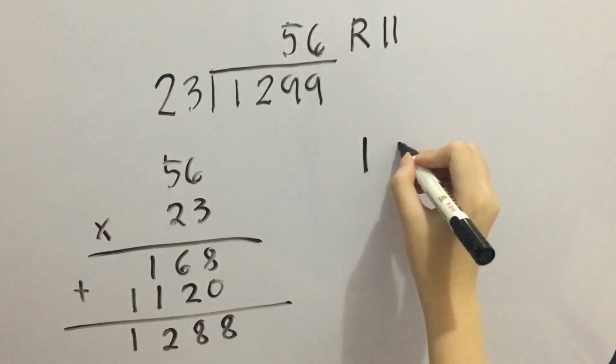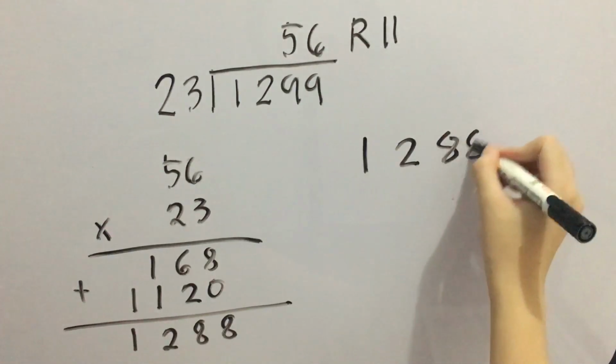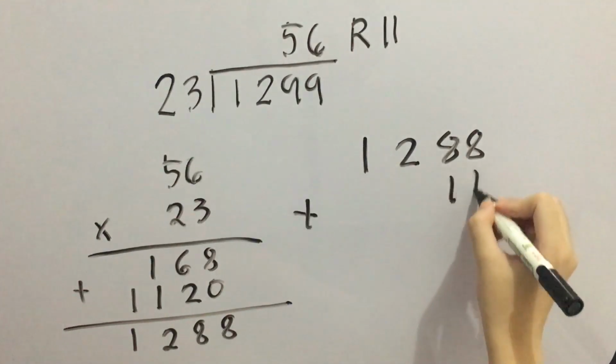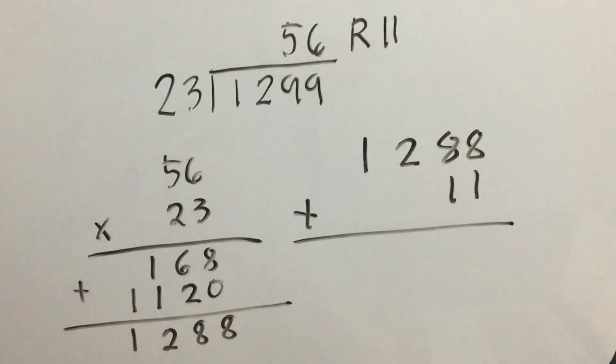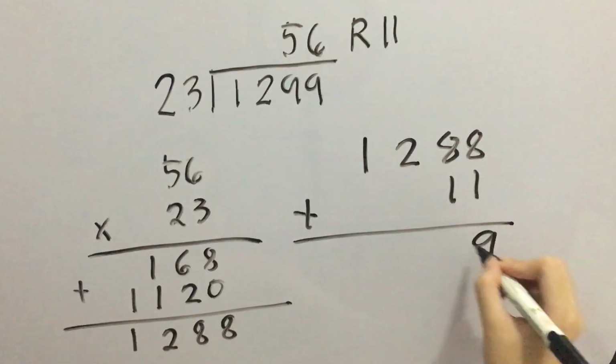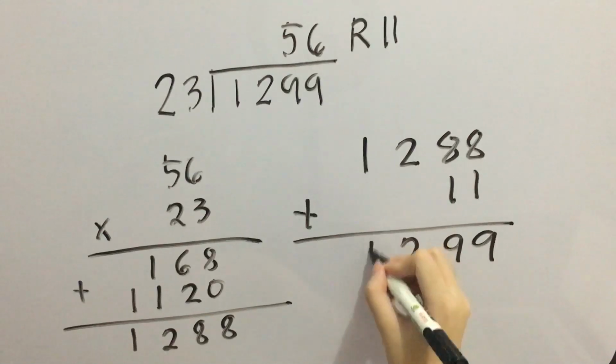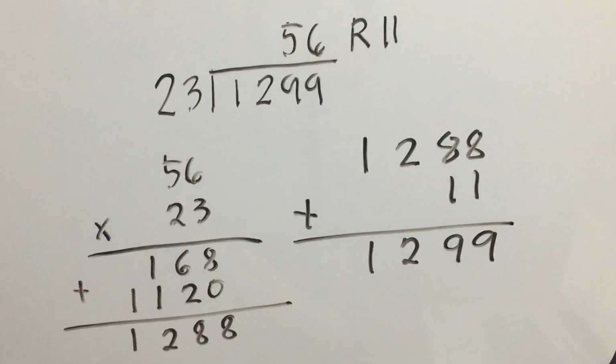So, 1288 plus 11 will give us 1299. When we check the answer using multiplication and addition, we are able to get the dividend, which is 1299. That means our answer is correct.